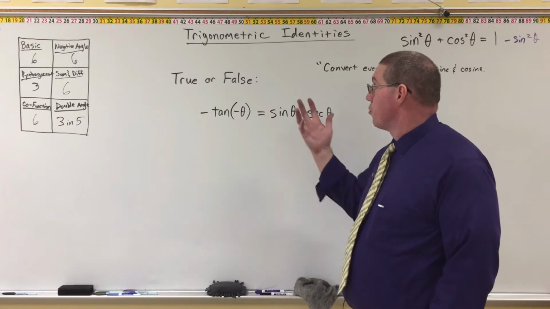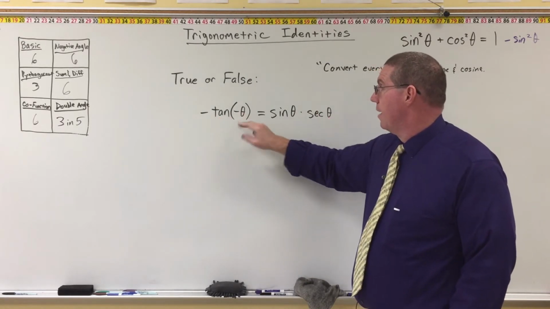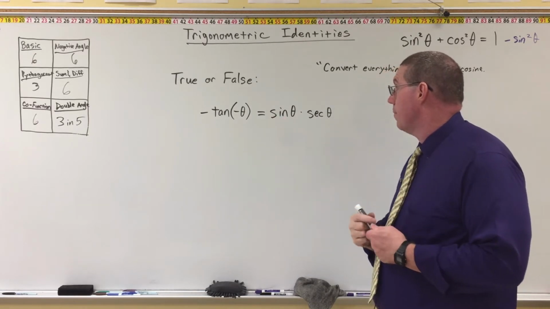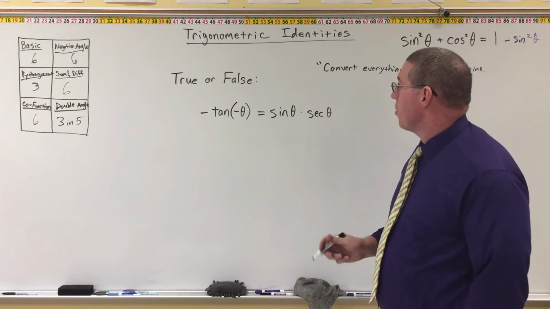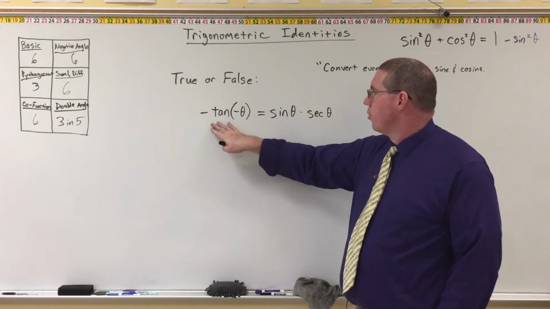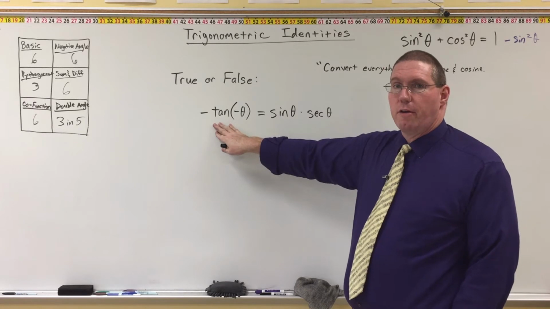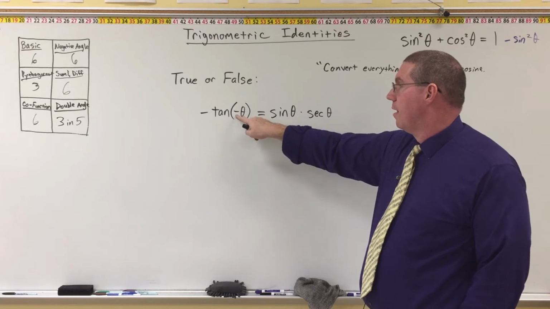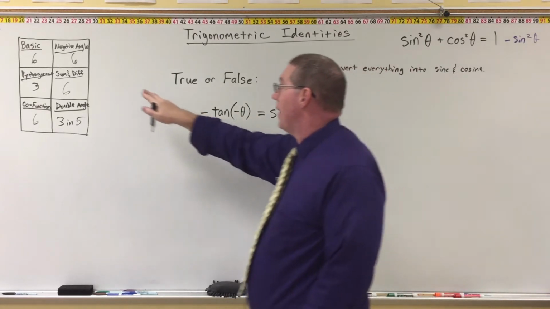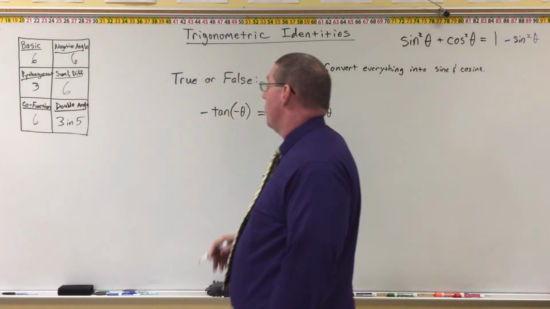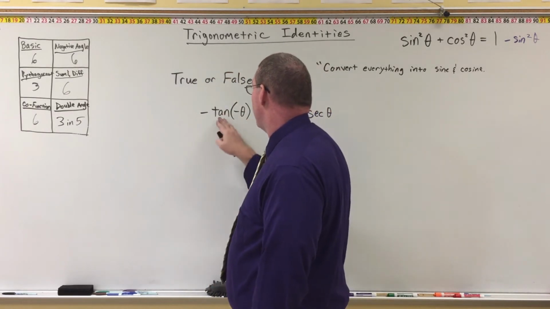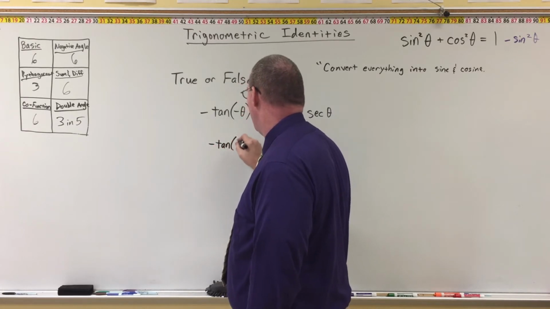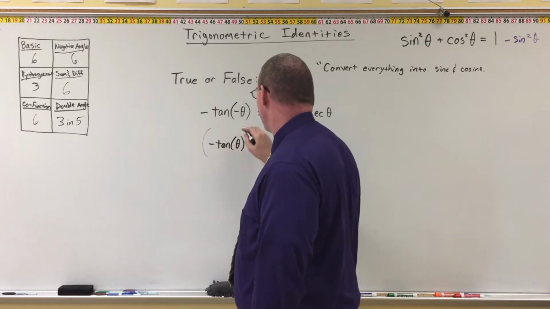All right, so this one says true or false. We have negative tangent of negative theta is equal to sine of theta times secant of theta. Okay, so here's what I want to do. Before I turn this tangent, remember how I said turn everything into sine over cosine? Before I turn this into sine over cosine, I want to handle this negative theta. That's a negative angle, right? So I want to go to my negative angle formulas. And one of my negative angle formulas says that tangent of negative theta is equal to negative tangent of theta, right? Now I'm going to put that in parentheses here.